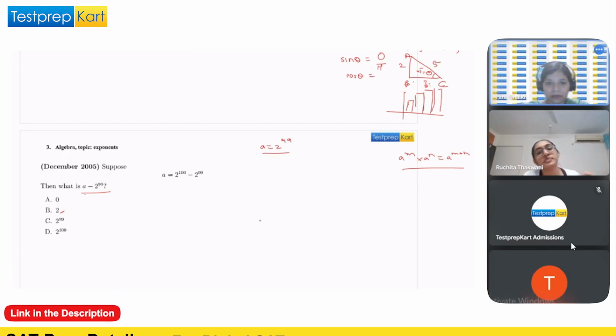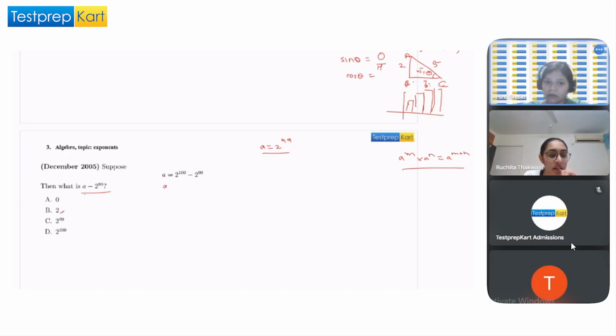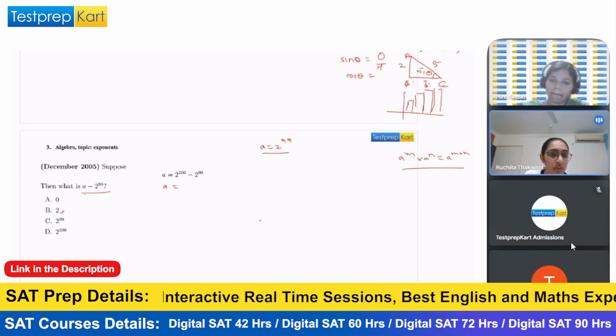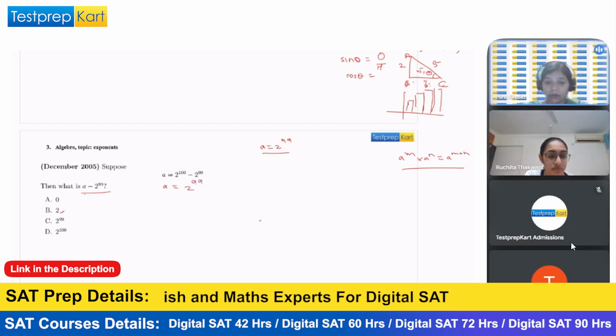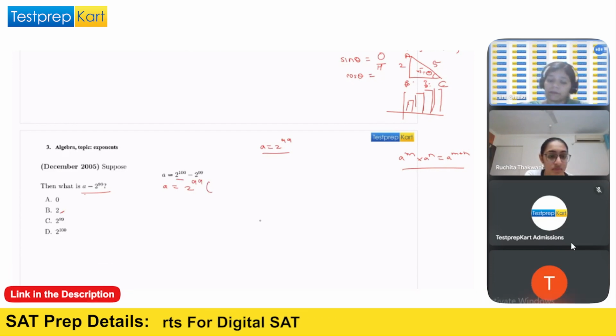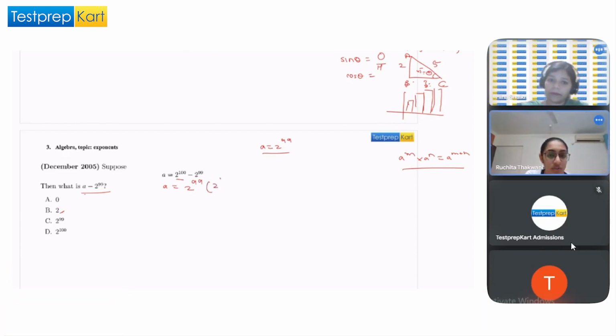See, what have you done? Have you taken 2 common? I took 2 raised to 99. Okay, if you're taking 2 raised to 99 common, what is left over here? 2 raised to 1. And what is left over here? Oh, only 1. So 2 raised to 1 is 2, 2 minus 1 is 1. So the answer of A will be 2 raised to 99.